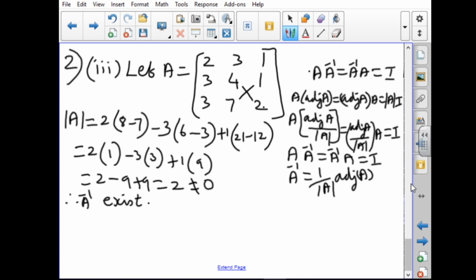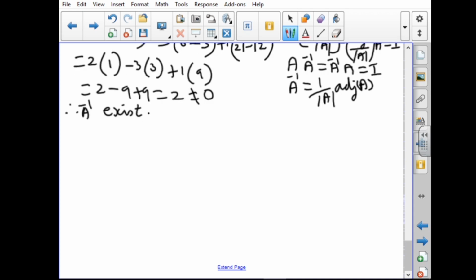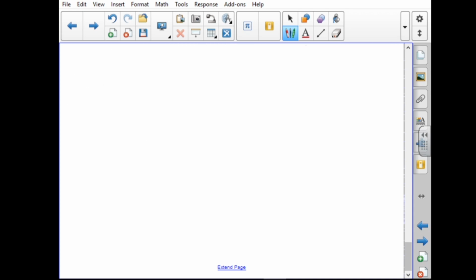So now we have to find the RGA. The formula is A inverse is equal to 1 by determinant of A into RGA. So we have to find RGA. We are going to find the cofactor matrix. So it is 2, 3, 1, 3, 4, 1, 3, 7, 2.